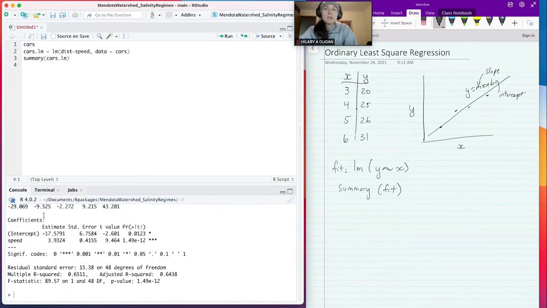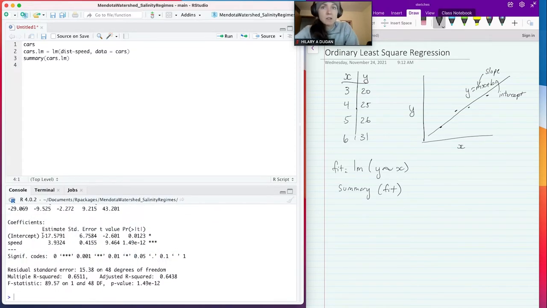And what we can see is that R gives us the intercept and the slope. So in this case, if we look at the cars data set, we would know that y equals 3.9324x minus 17.5791. So R does that for us super nicely. It also gives us a p-value less than 0.05, so it's significant, and an adjusted R-square of 0.64.